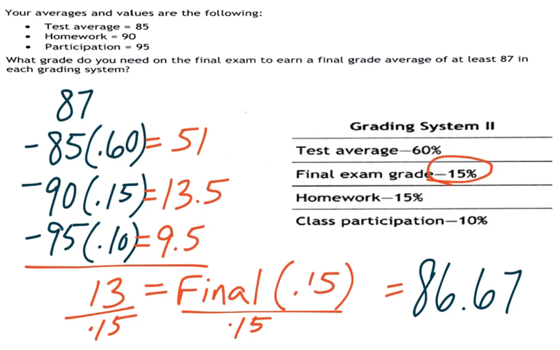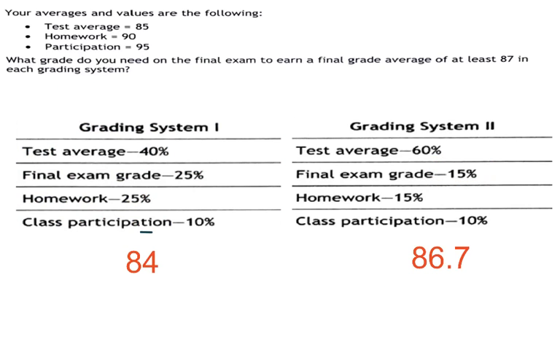So here, the final exam for grading system 2 has got to be an 86.7. So in this case here, grading system 1 is better for the student.